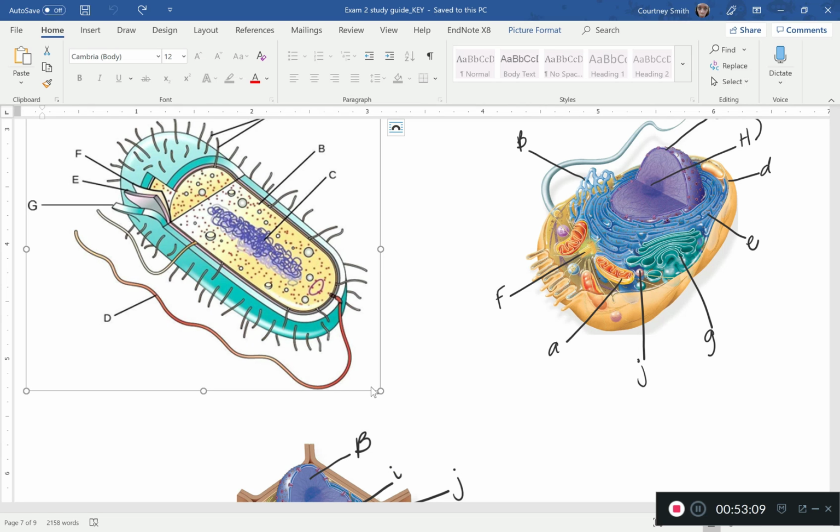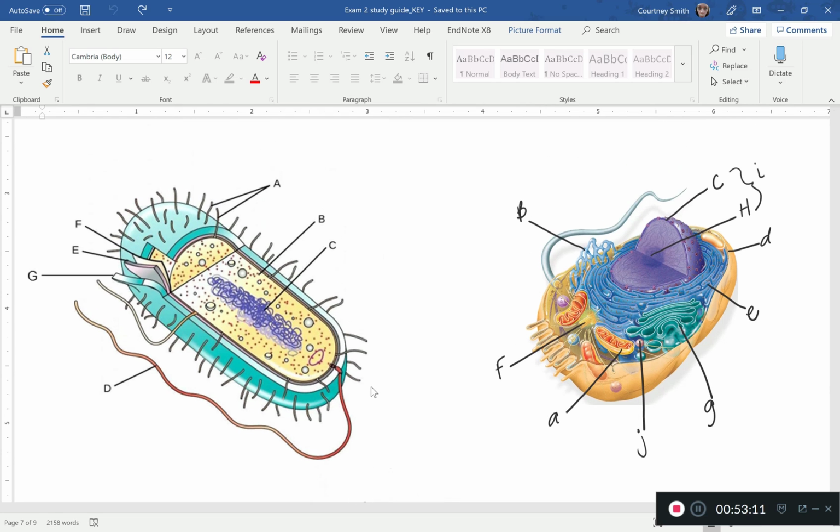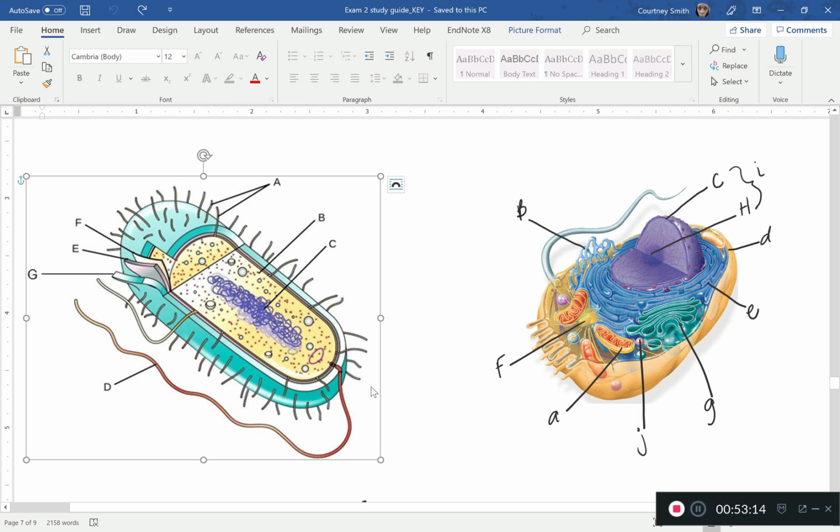Now with the animal one, I'm going to show you the one that was in chapter 4, and I'm going to only have you label the big guys. So like the mitochondria, the centrosomes, the smooth ER, the rough ER, Golgi apparatus, cellular membrane, the nucleus and the nucleolus, and then the nuclear membrane or envelope.